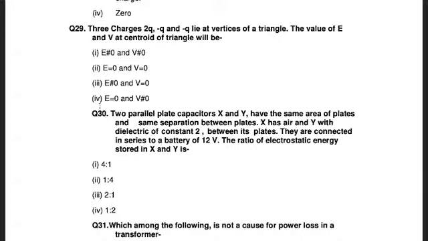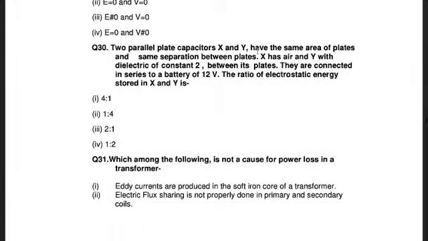Question number 30. Two parallel plate capacitors X and Y have the same area of plates and the same separation between plates. X has air and Y has a dielectric of constant 2 between its plates. They are connected in series to a battery of 12 V. The ratio of the electrostatic energy stored in X and Y is option 1, 4 is to 1, option 2, 1 is to 4, option 3, 2 is to 1, option 4, 1 is to 2. Correct. The answer is option 3, 2 is to 1.